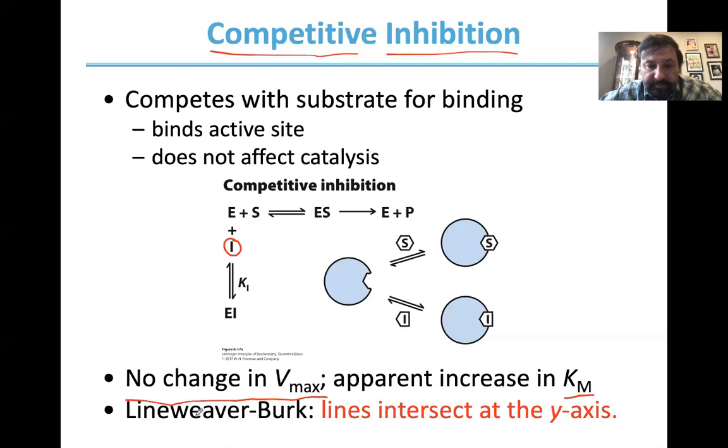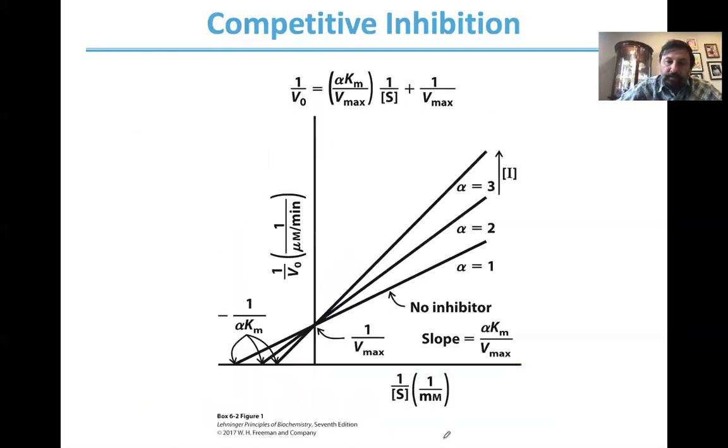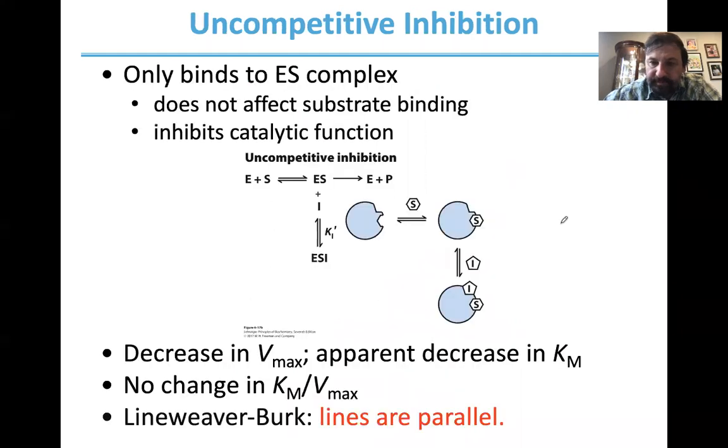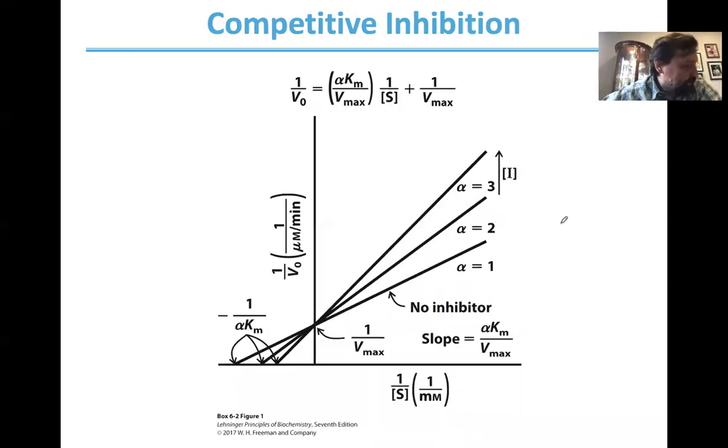So let's look at the Lineweaver-Burk plot, and this is how competitive inhibition would look. Maybe I should draw, I don't think I have that here. Let me draw the Michaelis-Menten equation, how it's going to look.